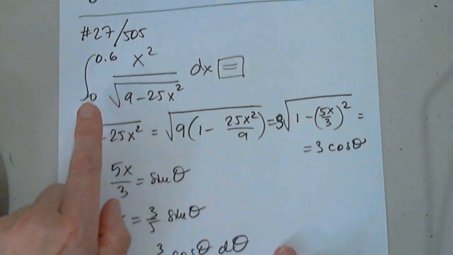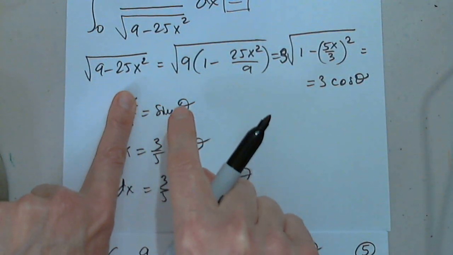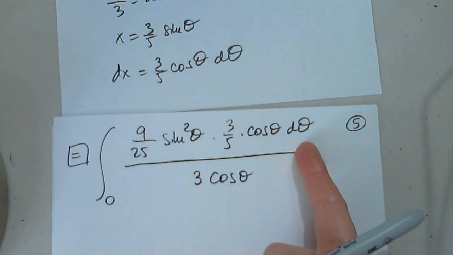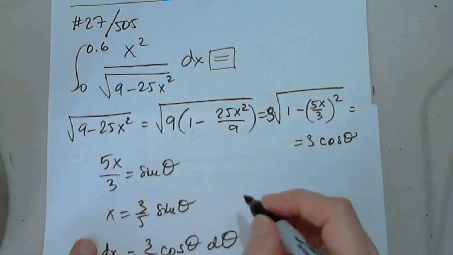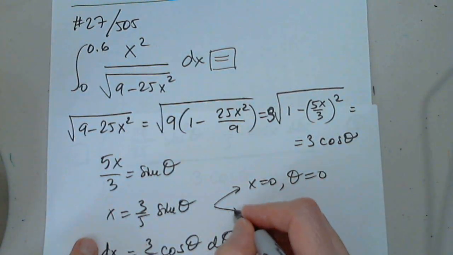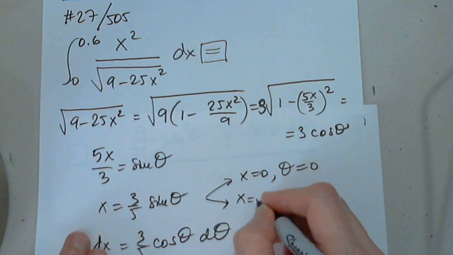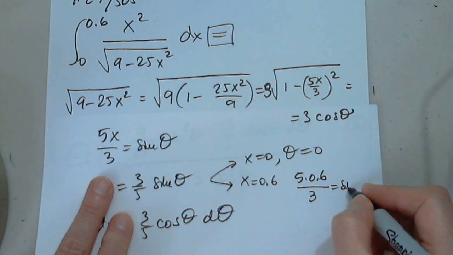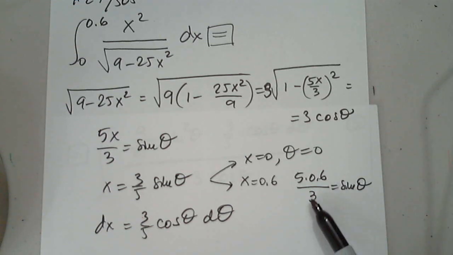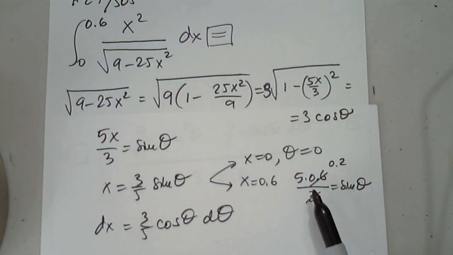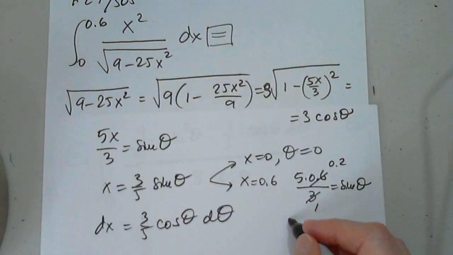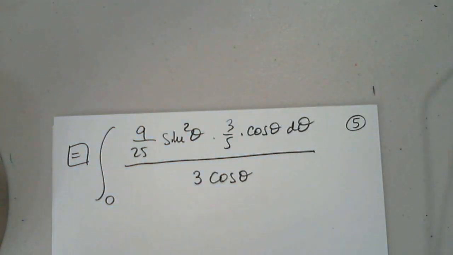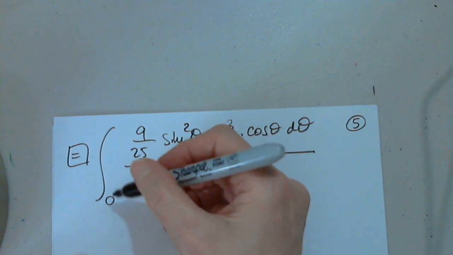Now, when x is 0, sine of which angle is 0? The answer is 0. Okay, so the integral for theta starts at 0. So I'll write it here. When x is 0, theta is 0. Now, when x is 0.6, then we have 5 times 0.6 divided by 3 equals sine theta. So let's see what we get here. When I simplify by 3, I get 0.2. And when I multiply 5 by 0.2, I get 1. So sine theta equals 1 means theta equals pi over 2. So then the integral in theta is between 0 and pi over 2.